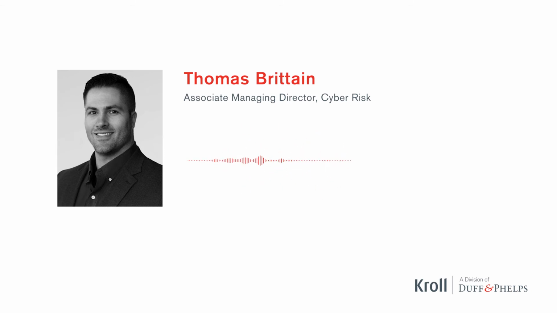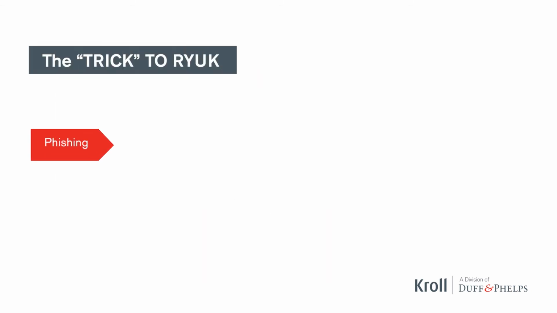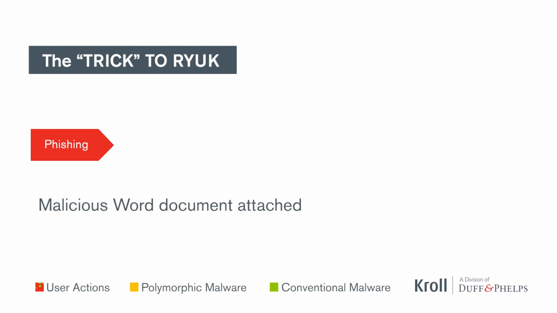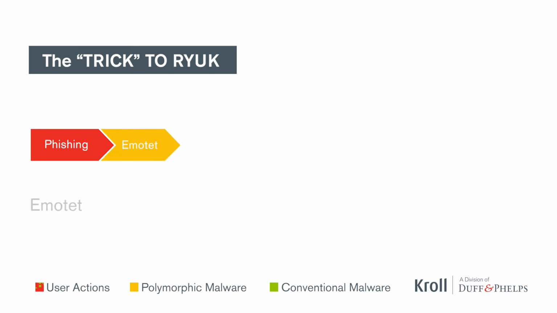When I think about Ryuk and the initial infection vector, this one is typically a phishing email with a malicious Word document attached. So unfortunately, in this case, users are still the weakest link. Once that phishing email is downloaded, it usually leads to one of two things. Emotet or TrickBot is the initial infection, but ultimately TrickBot landing on your endpoints.